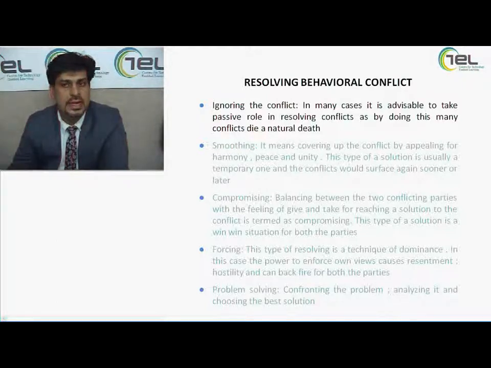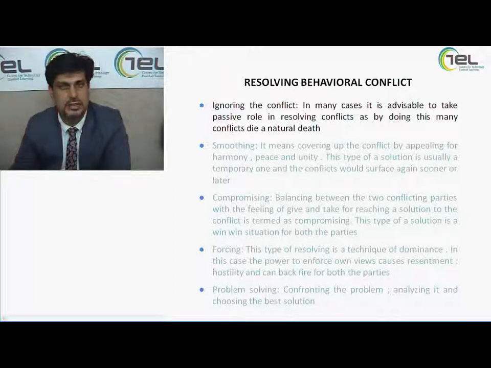One way of handling or resolving behavioral conflicts is by simply ignoring the conflict. A lot of conflicts have a natural death. They may die out within a few minutes, a few hours, or at the outside a few days. So it is advisable to take a passive role and not get into direct resolving, and let the conflicts die out a natural death. If conflicts die out naturally, that is very well suited for the organization.